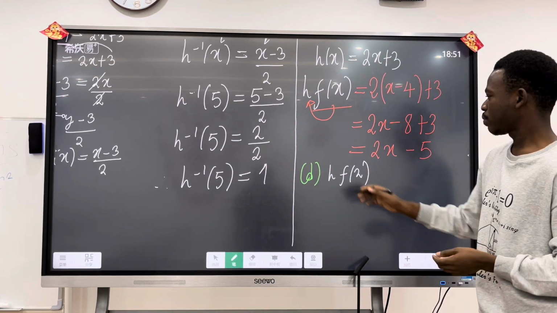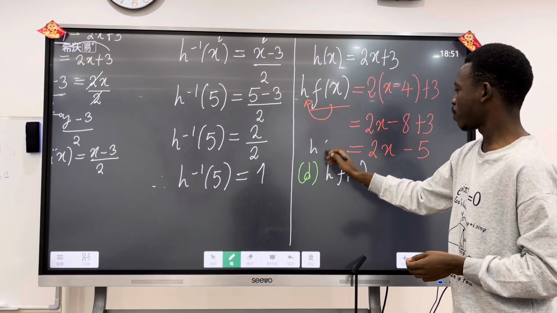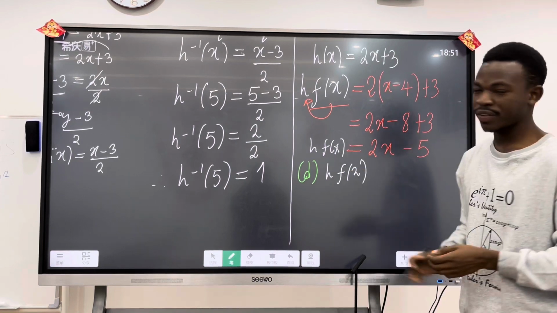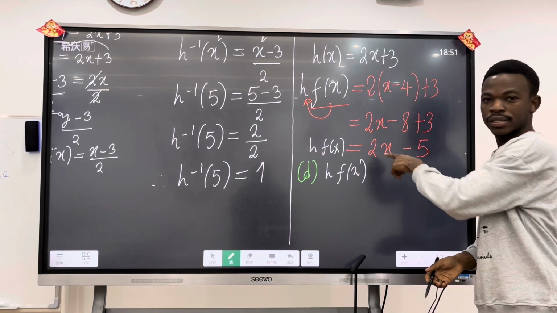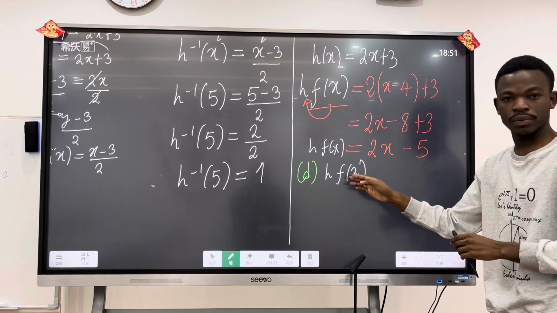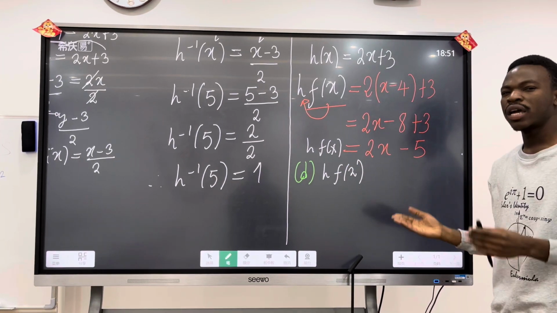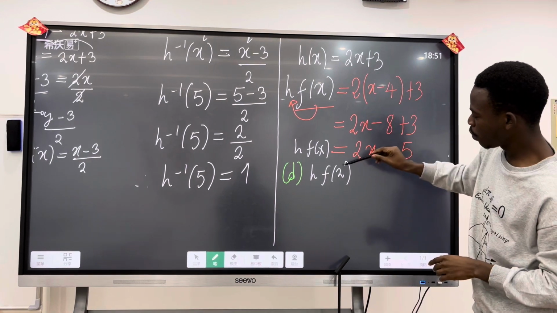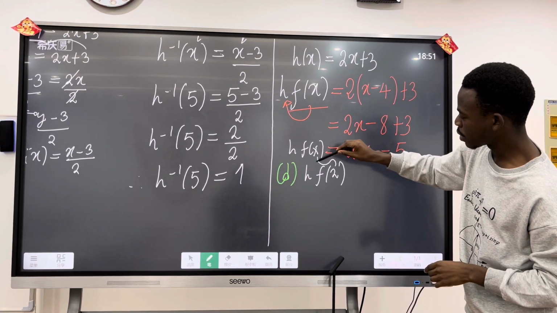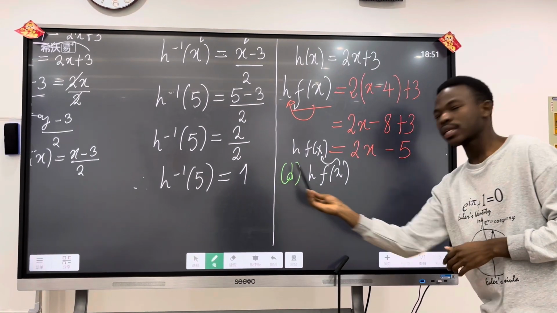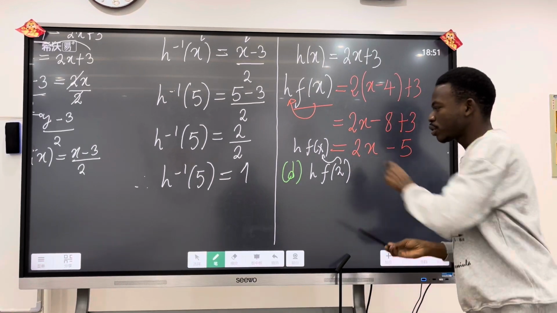So you can see that what you have here is h of f of x. This is the answer to the previous question. You can see the similarity between these two. We now want to find h of f of 2. So you can see that 2 is now going where there is x, because everything here is the same. So where there is x, you are putting 2.